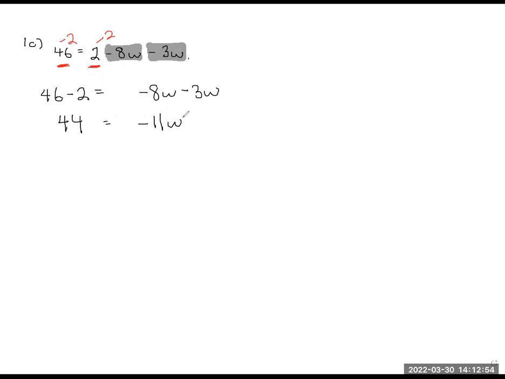Okay. At this point, it should look familiar. I want w all alone. I will divide both sides by negative 11. My final answer is negative 4. And literally, this is all you have to show me.